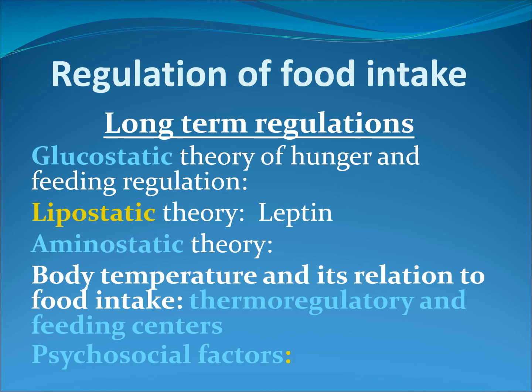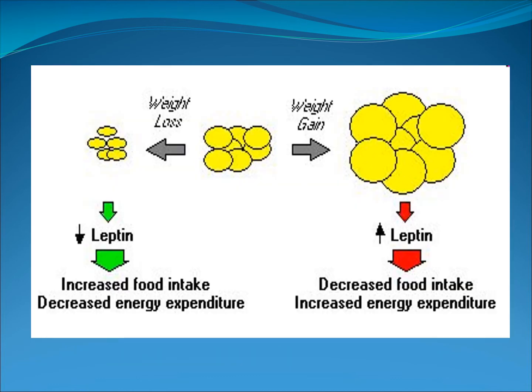Lipostatic theory is talking about fat deposits. The increase in fat deposits in our body is the stimulus for these centers to reduce feeding behaviors. Increased fat content in adipocytes results in increasing expression of leptin hormone. That leptin hormone is acting over hypothalamic centers to reduce feeding behaviors. The leptin hormone is produced by a gene which is called the OB gene, which refers to obesity gene.